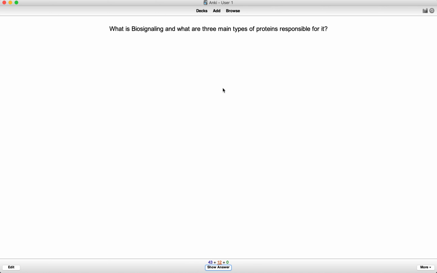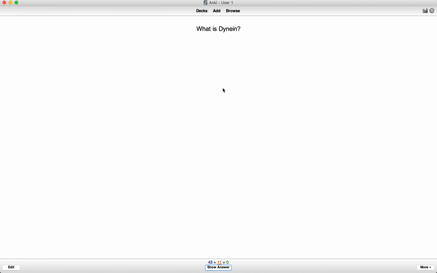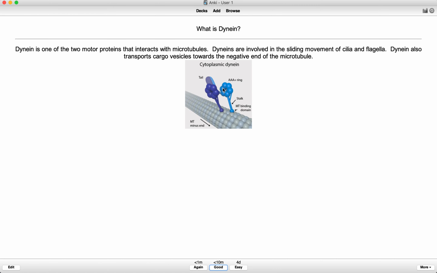Okay. Biosignaling is how cells send and receive signals. The three main types are ion channels, G protein coupled receptors, and enzyme linked receptors. Dynein is one of the motor proteins. It interacts with microtubules and transports cargoes towards the negative end of the microtubule. I'm missing one more. I forgot what it was. Sliding movements of cilia and flagella.